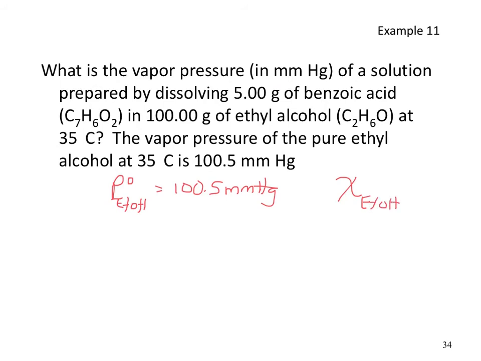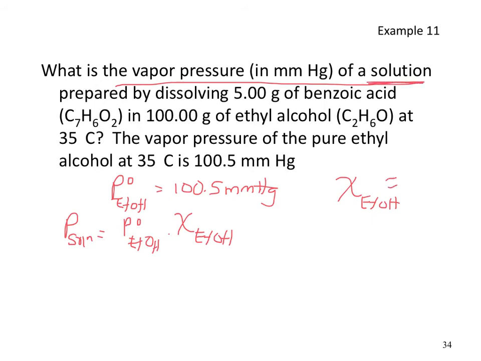then we know the relationship for Raoult's law, that the vapor pressure of the solution is going to be equal to P naught ethanol times chi ethanol. And so that's what we have to determine: the vapor pressure of the solution. So let's determine chi. Chi of ethanol, ethanol being your solvent here, will be equal to the number of moles of ethanol divided by the total number of moles.